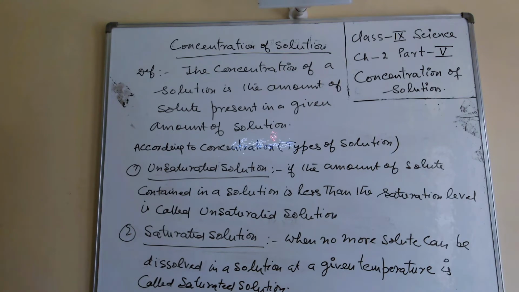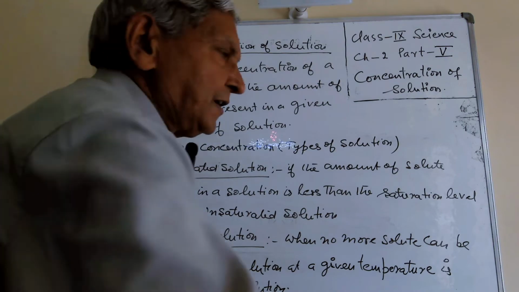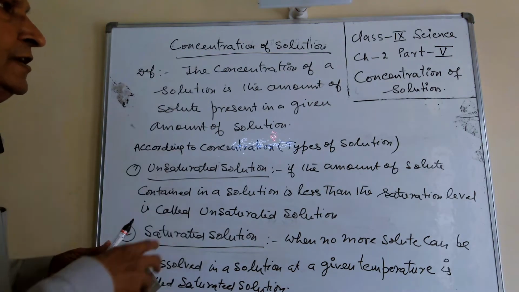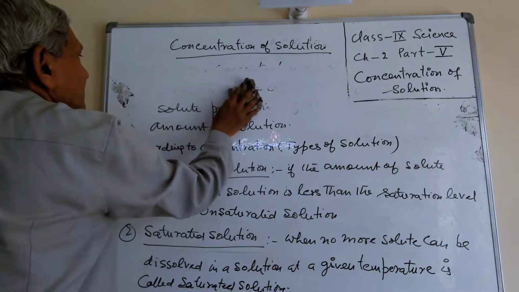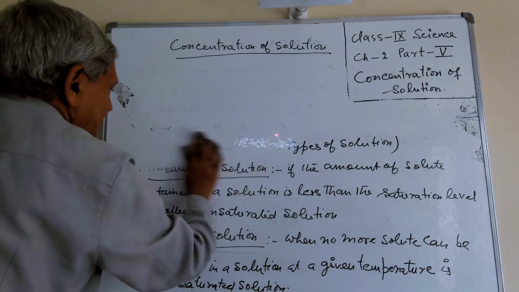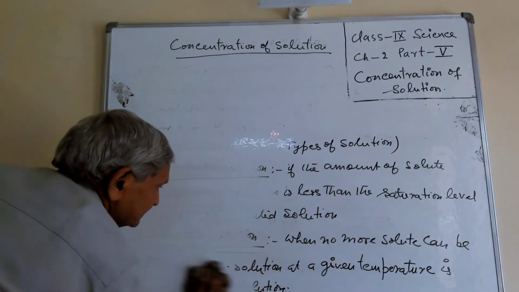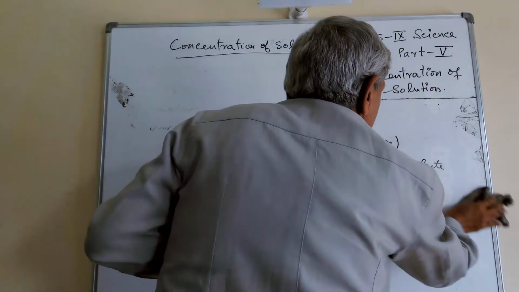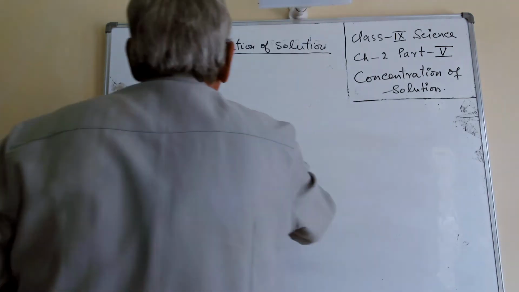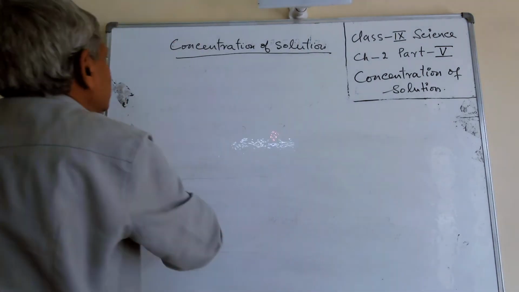Now, how will you find out the concentration of the solution? The concentration of a solution can be found out with the help of three methods. There are three methods for finding the concentration of a solution.